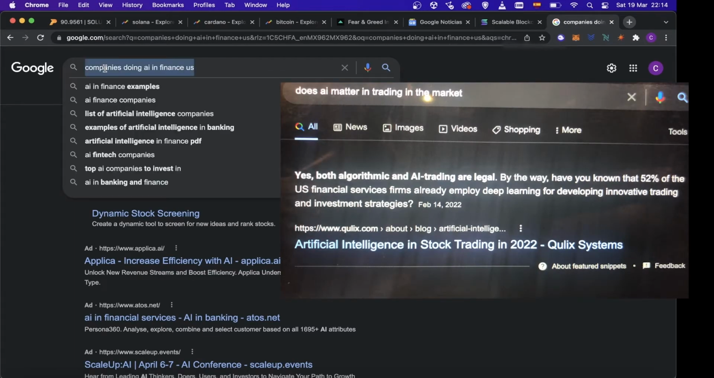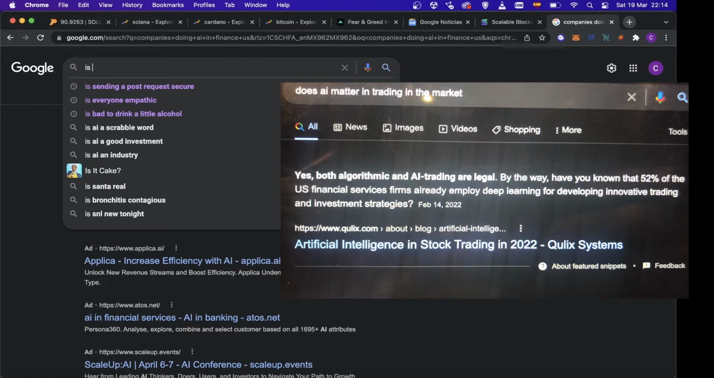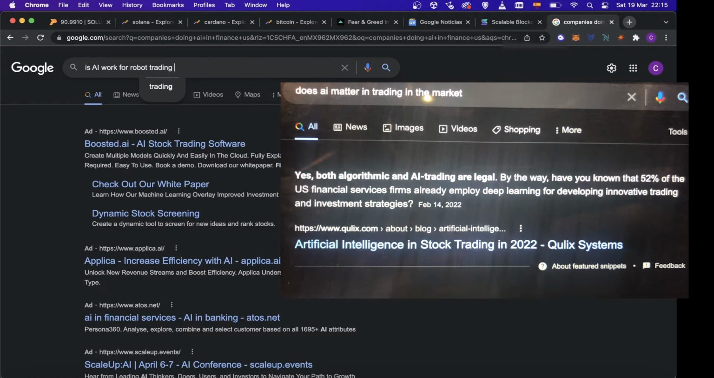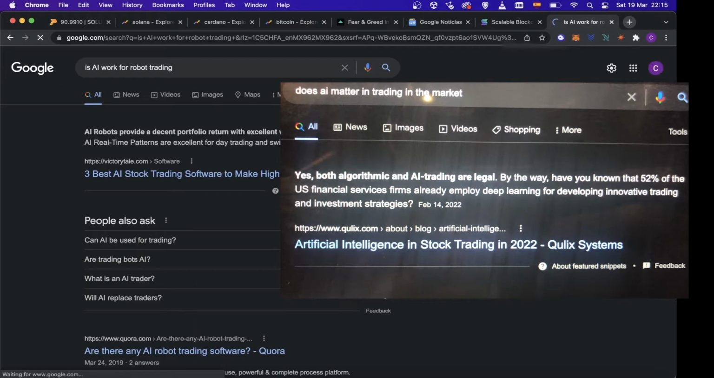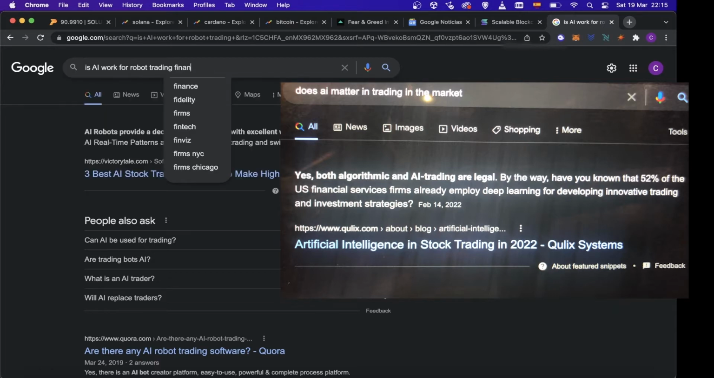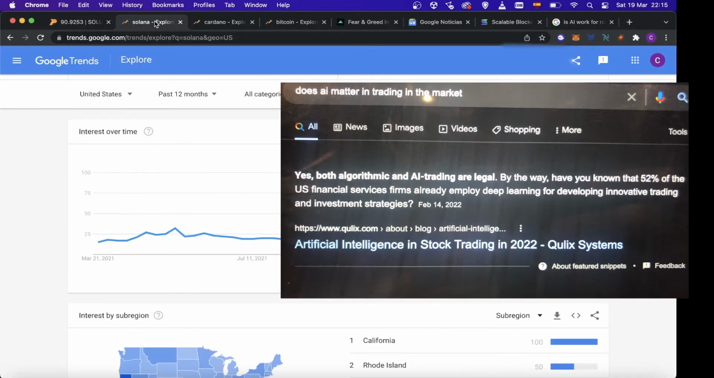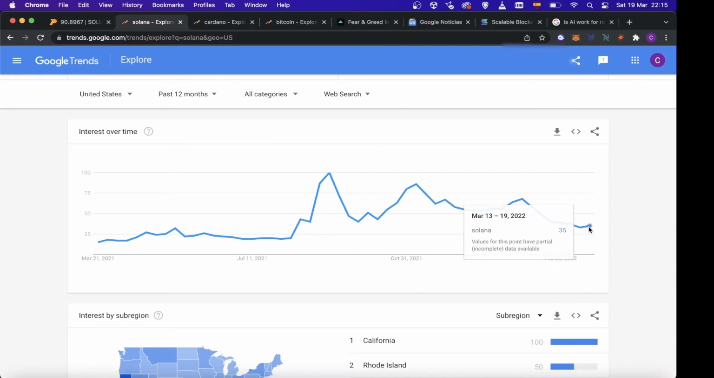Here we can see the companies that are doing AI in finance. I'm going to put here the image: 52% of the companies in the US, financial companies, are using AI for finance. So AI will dominate the markets, all the markets. The robots will gain all the market cap allocation, the good robots.